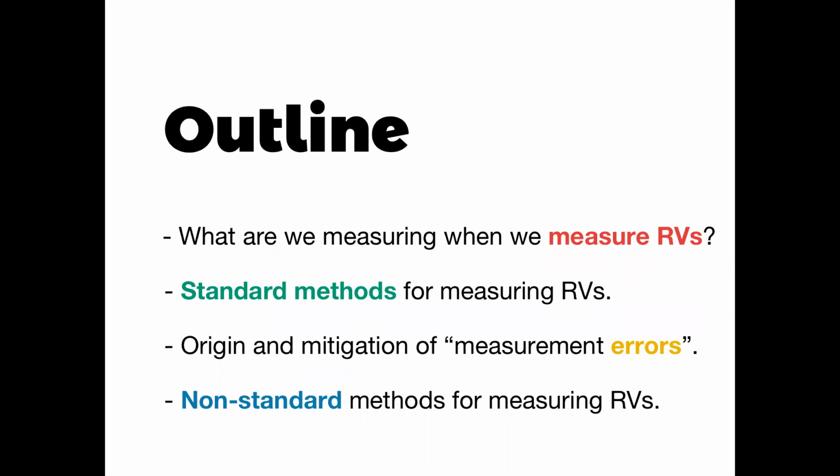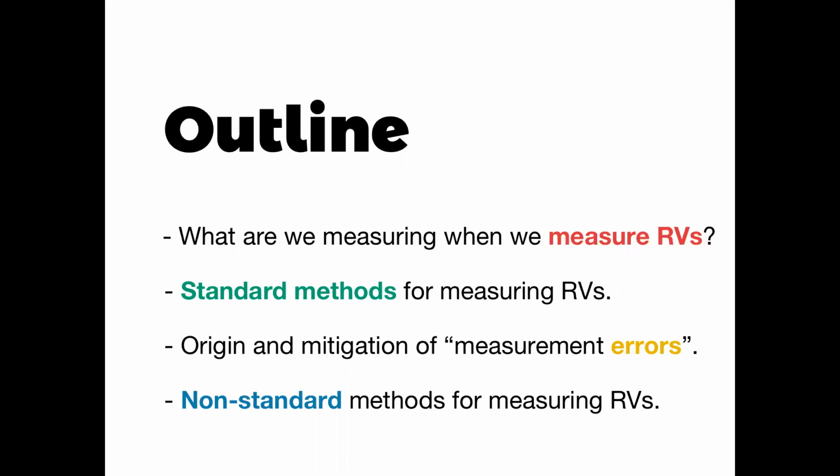We'll start with talking about what we are exactly measuring when we measure RVs. And then I'll talk about the standard methods for measuring RVs from observed spectra. And by standard methods, I mean really the most commonly adopted methods to extract radial velocities from observed spectra. Those are the most commonly used methods and sort of the industrial standards these days.